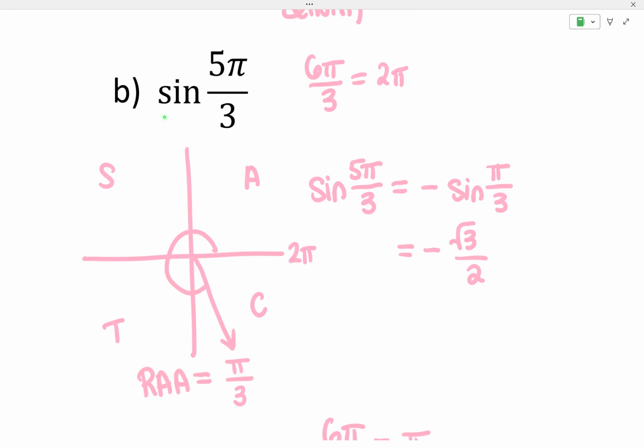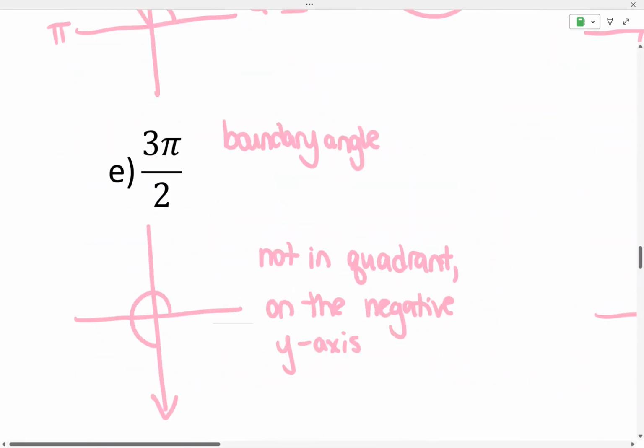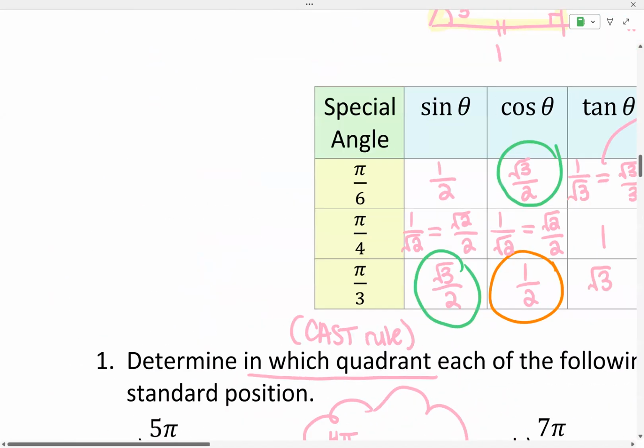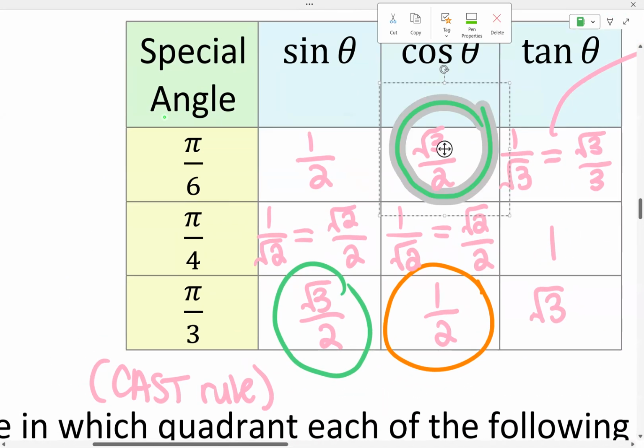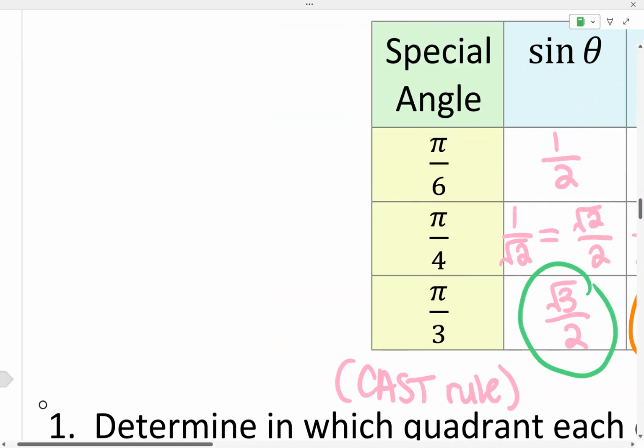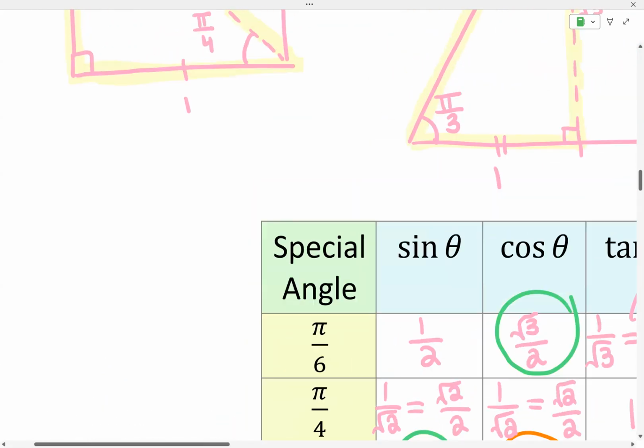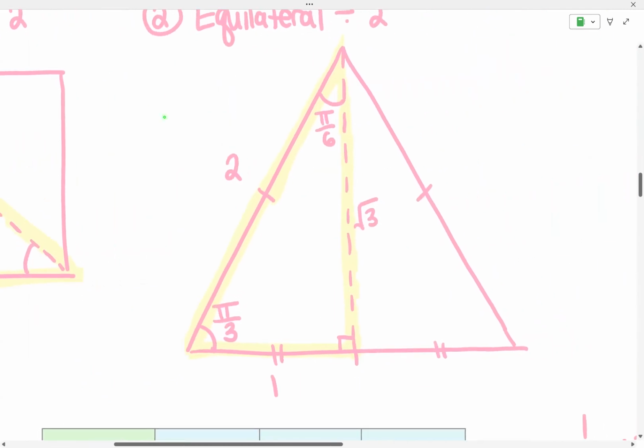Now, when you're finding sine of pi over 3, remember that what you need to do is look back up at the special triangles. So sine of pi over 3, we can see right here, is root 3 over 2. You can either use your chart or you can see, again, pi over 3, sine is opposite over hypotenuse, so that's why it's root 3 over 2.